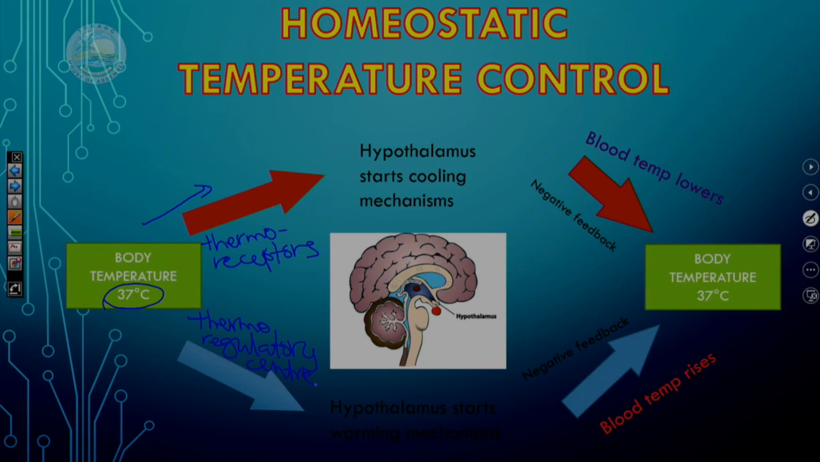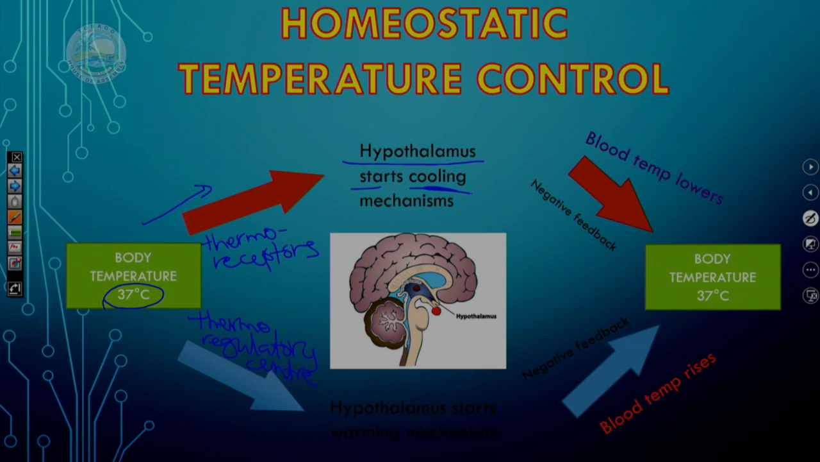This information is carried to the hypothalamus in the brain, which, when it receives the information, starts to put in place cooling mechanisms for your body, because you don't want your temperature going to 40 and 45. That is going to affect your enzymes and then affect everything else in your system. So your hypothalamus, once it receives information from the receptors, is going to start putting a cooling mechanism in place to bring your temperature down.